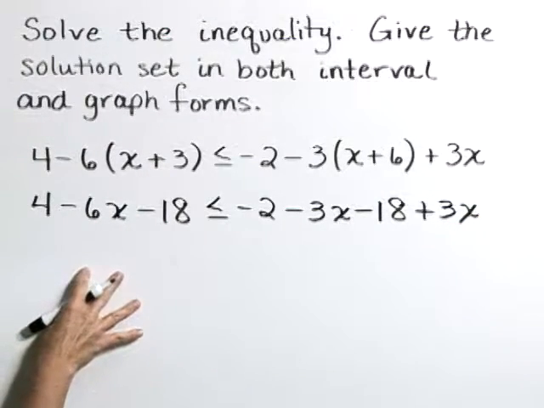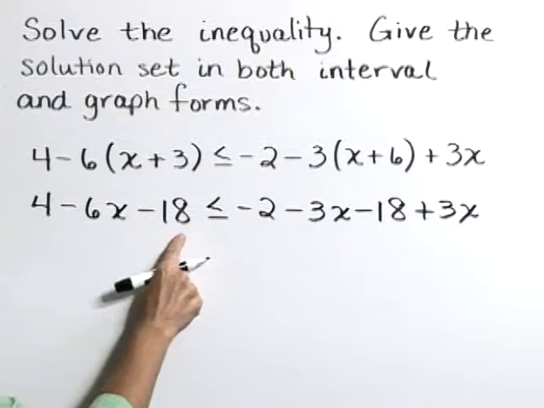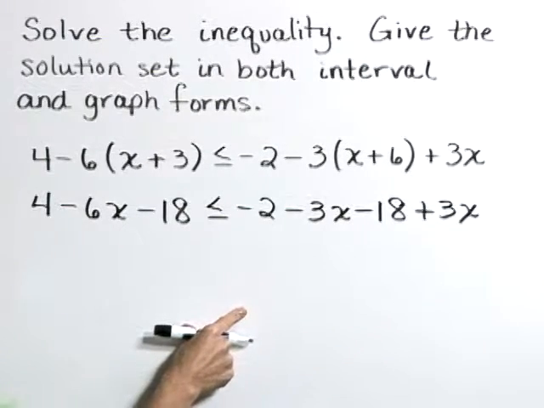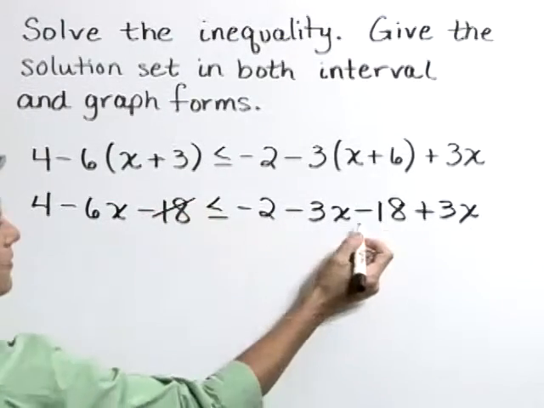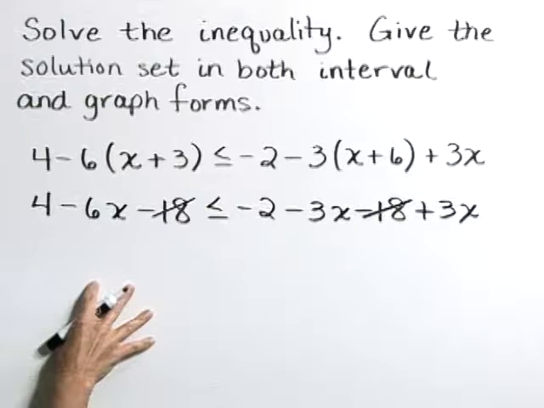Now, as we look at this, I think the next step that I'm going to take is to notice that we've got a minus 18 on both sides. If we add 18 to both sides, those terms are going to disappear. So I'm going to take those out at this point.